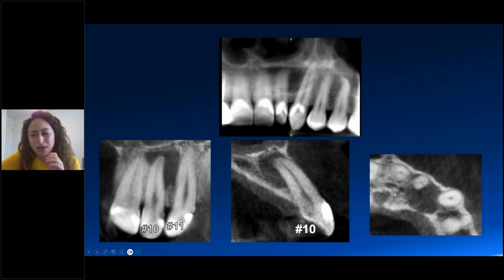Whereas this is a case where it really looked very, very similar to an OKC, but the difference is that tooth number 10 was not vital, and you can see that the lesion actually grows around the apex. So it's really a combination of your clinical findings and radiographic findings. How that lesion is behaving on CBCT scan is just as important as whether the tooth is vital or not.